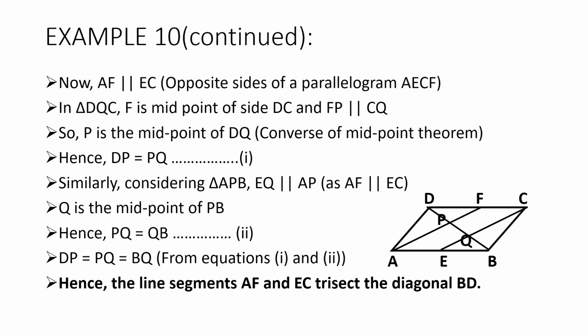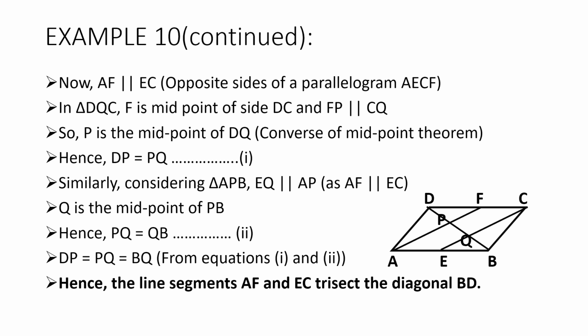In triangle DQC, F is the midpoint of DC and FP is parallel to CQ. So again by the converse of midpoint theorem, P should be the midpoint of DQ. So P is the midpoint of DQ, means DP is equal to PQ.